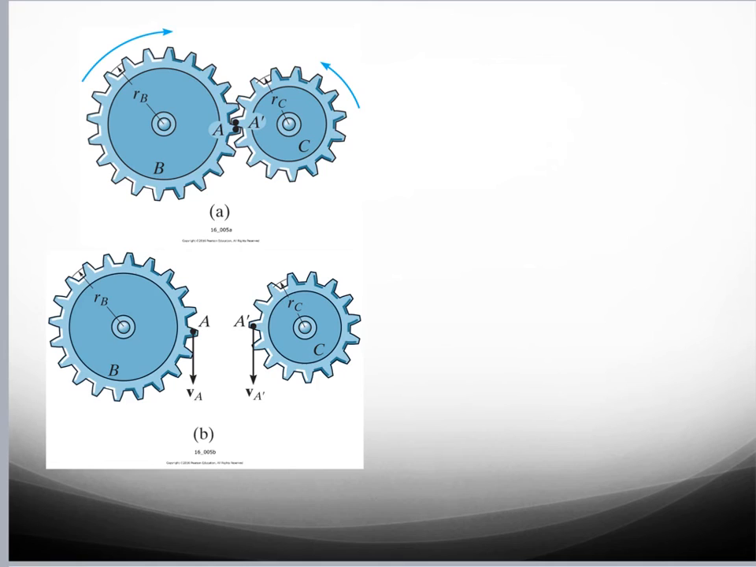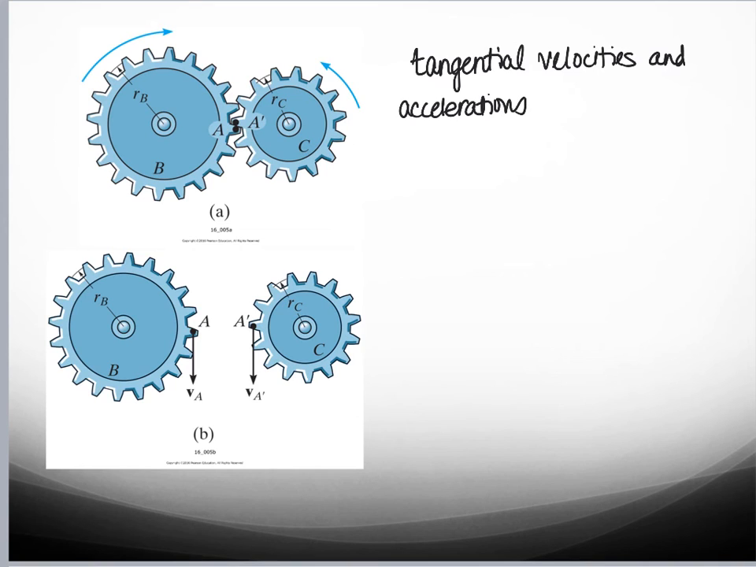Now, the thing that's kind of new for us is this whole idea of gears and how we deal with them. So here we have two interlocking gears. They obviously have different radii, and they're both rotating. What we find is that, in order for these to be moving smoothly, the tangential velocities and accelerations must be the same.